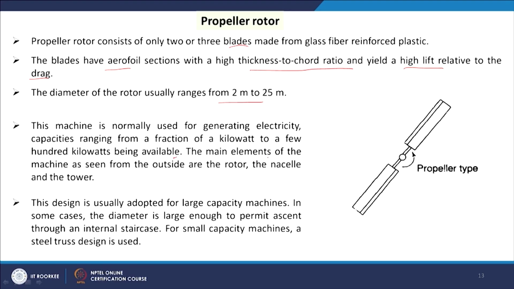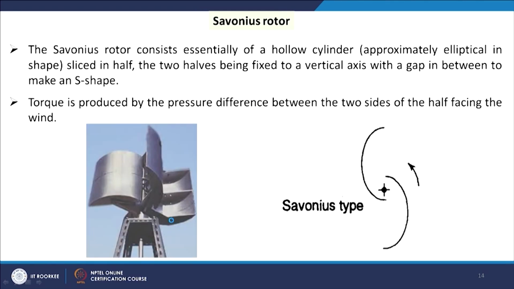The main elements of the machine as seen from the outside are the rotor, the nacelle, and the tower, and this is basically suitable for the horizontal axis type of turbines. So, this design is usually adopted for large capacity machines. In some cases the diameter is large enough to permit ascent through an internal staircase. Now this is for vertical axis type of machines.